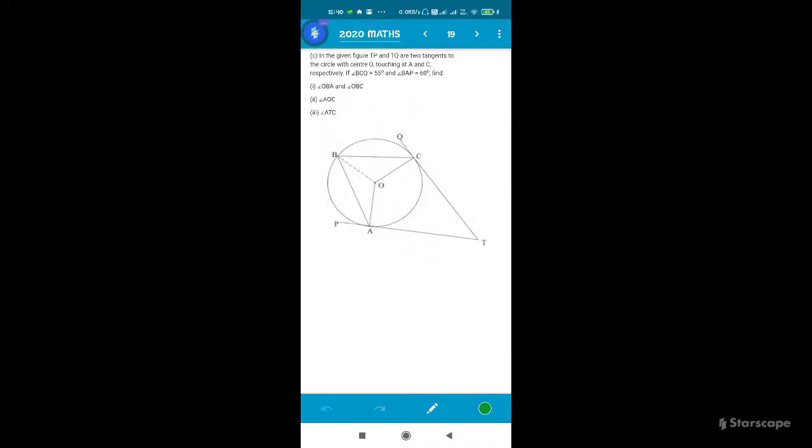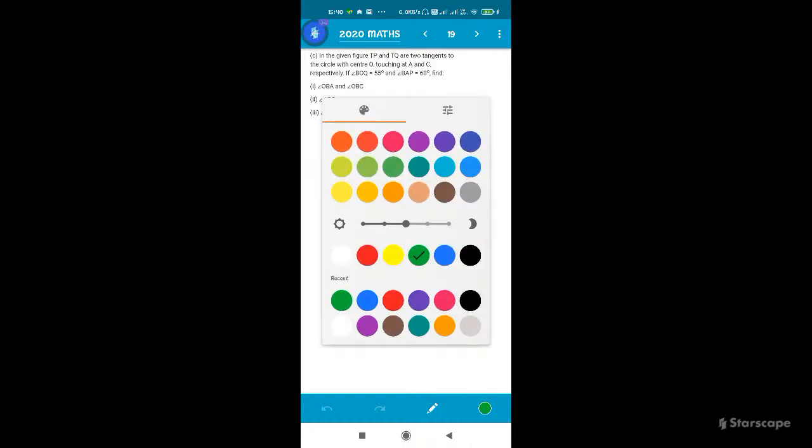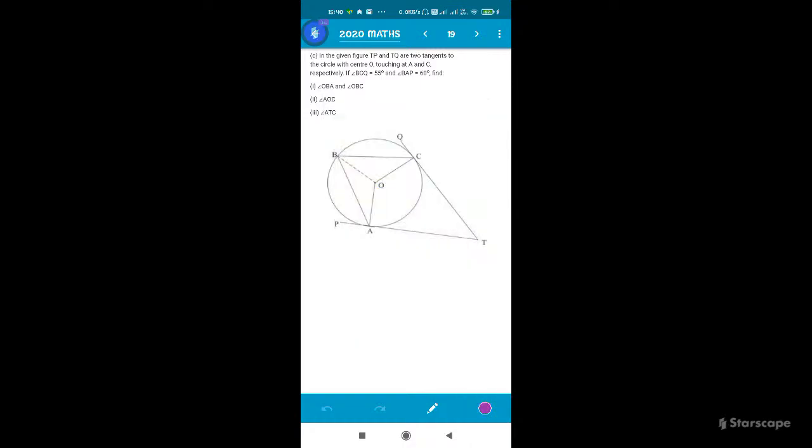Now let's move on to the last question for today's session. This is a question related to the properties of circle. So let us do this question. So here we have been given a figure such that there are two tangents TP and TQ. TP and TQ are the tangents to this circle, and this circle has a center O which is touching A and C. So OA and OC are the radius of the circle. Also OB is another radius of the circle.